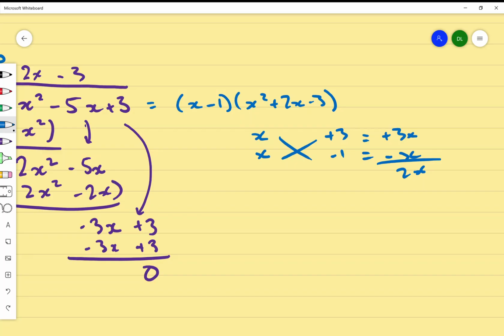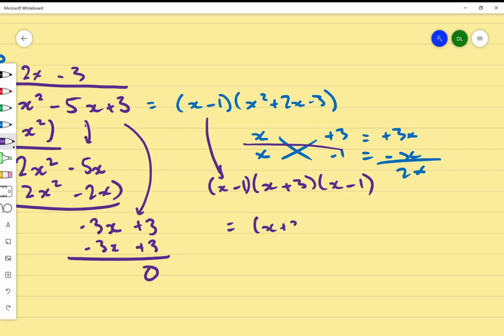I draw my line in the middle over here, and I go x plus 3, x minus 1. However, I can't ignore this one over here. I bring that over here, and I get x minus 1. Are we okay with that factorization there? Lovely. We've got a repeated factor, don't we? I'm going to write equals x plus 3, x minus 1 squared.